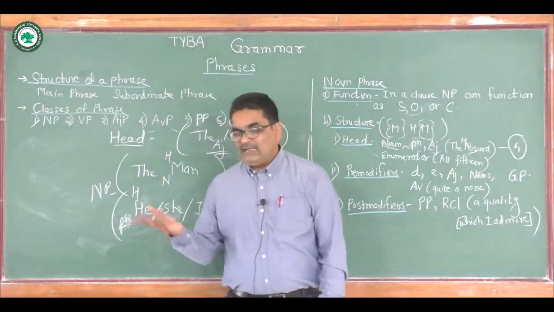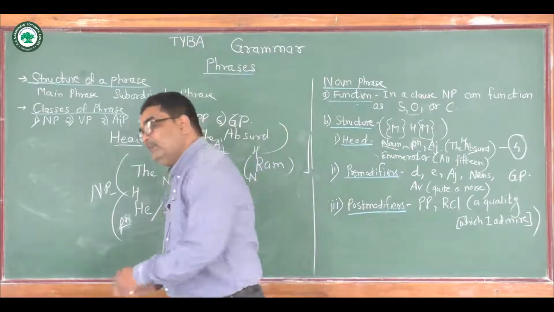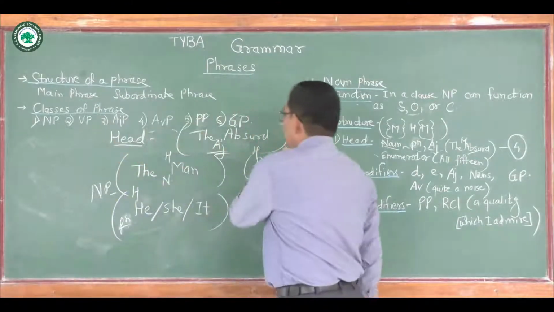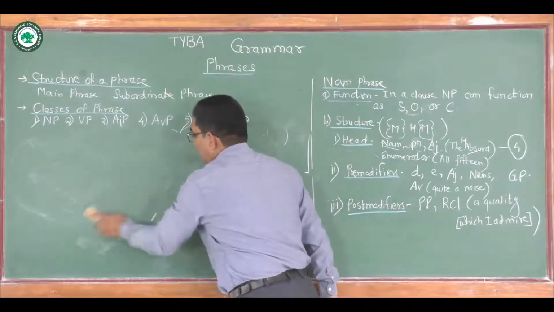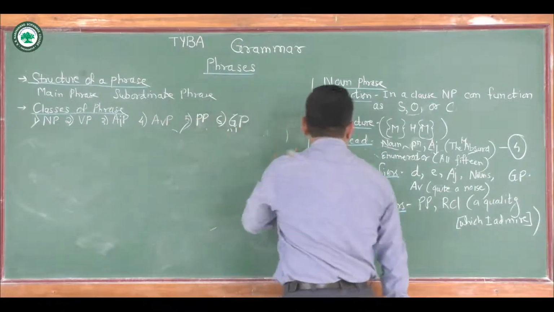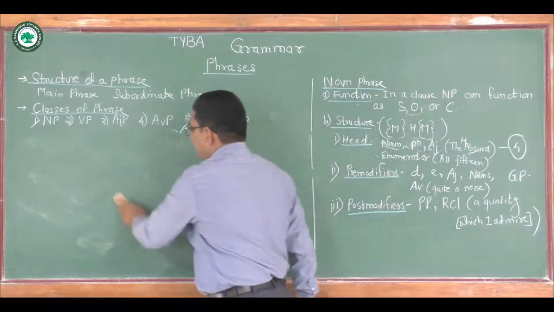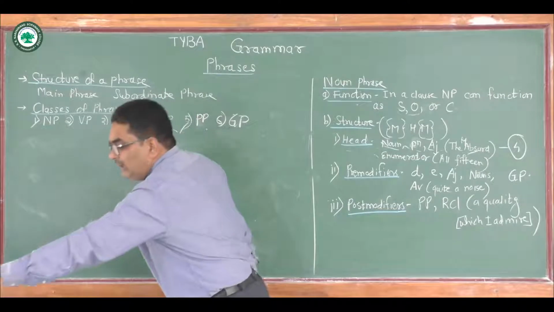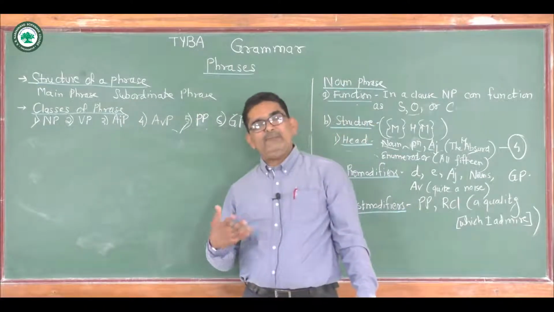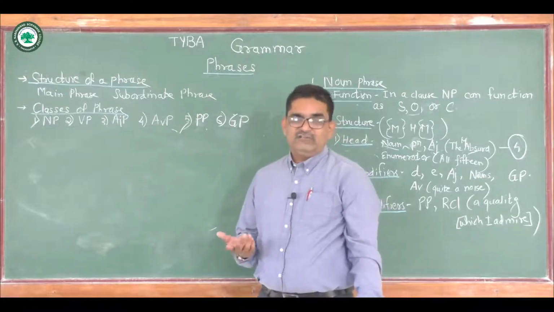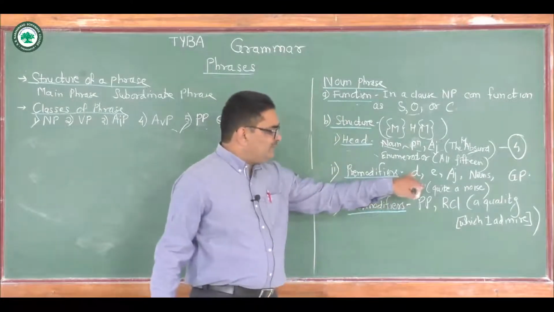Now next I will turn to what might be the pre-modifiers which come before the head word. Those examples I will deal with one by one. So what are those different pre-modifiers which come before the head word? The head word, as I have already told you, might be pronoun, noun, enumerator, or adjective also.